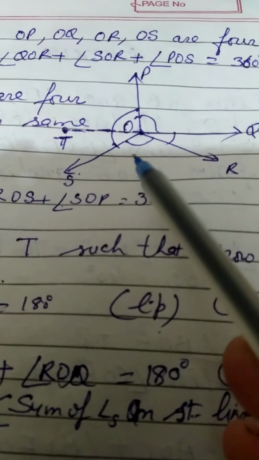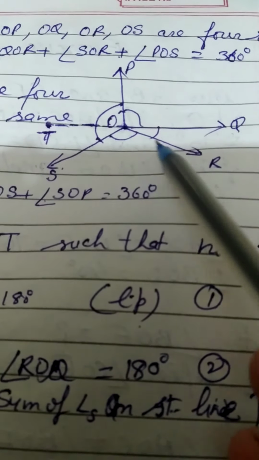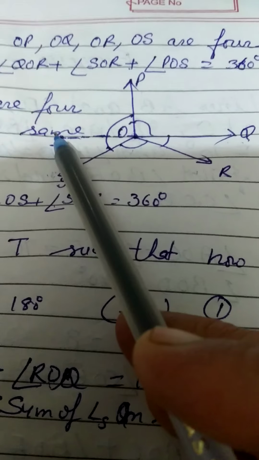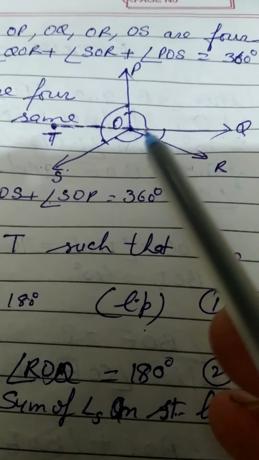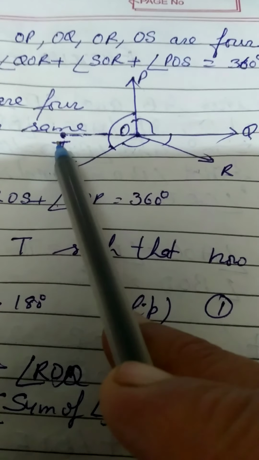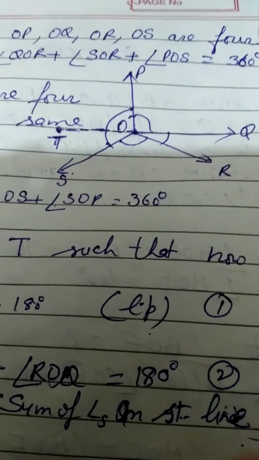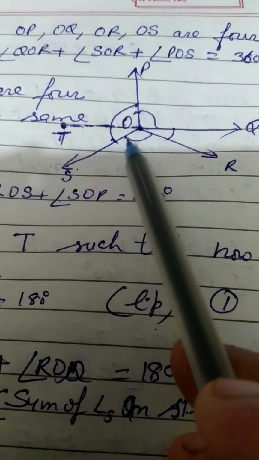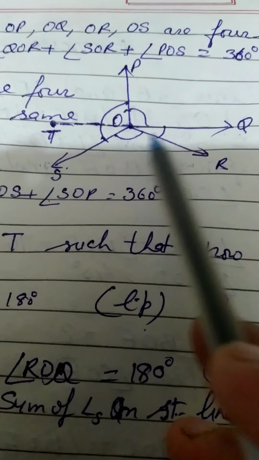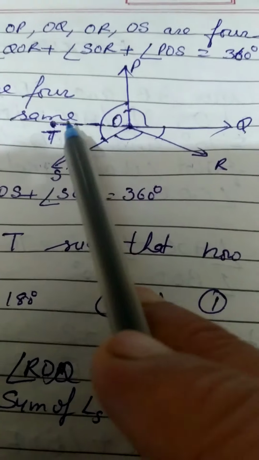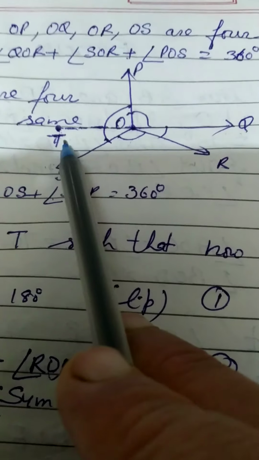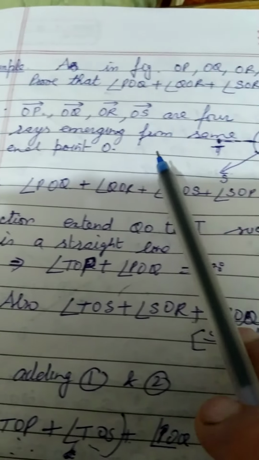Now to prove this, we will extend any of these rays to make a line. See here, we have extended OQ to OT, so that TOQ is a straight line. We have taken a construction. What is the construction? Extend QO to T, from point O to T, such that TOQ is a straight line.